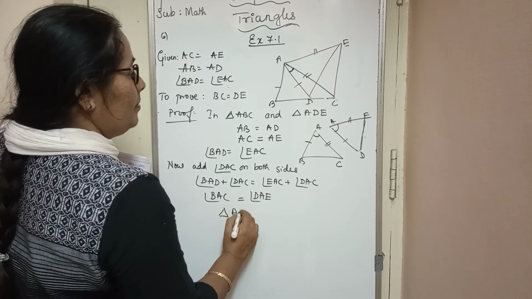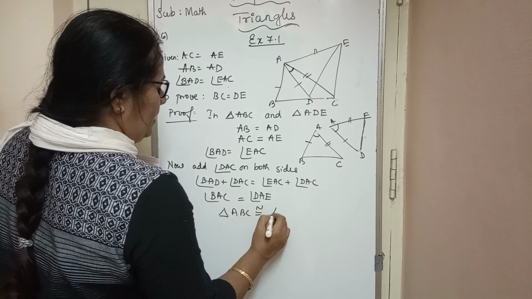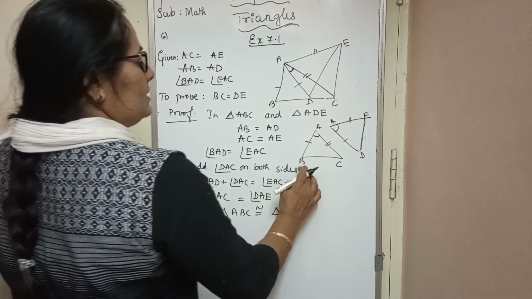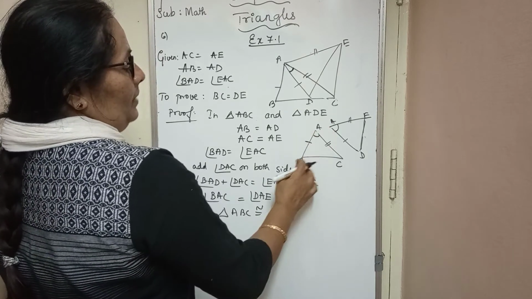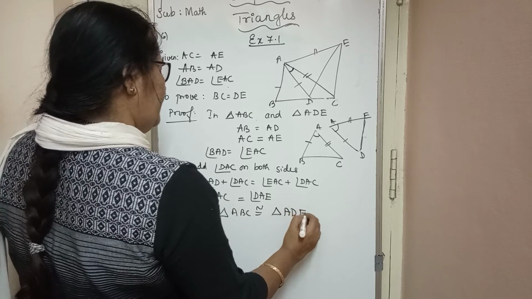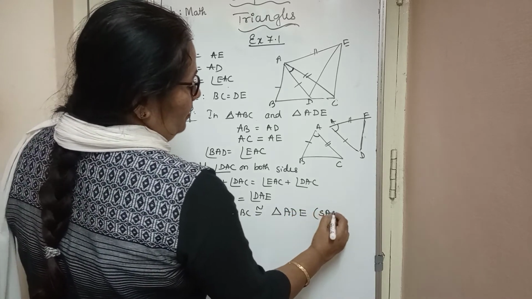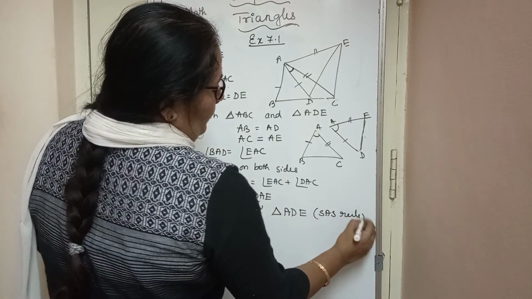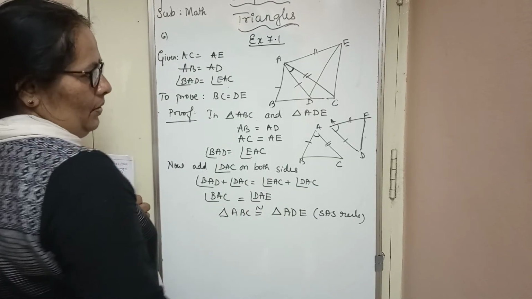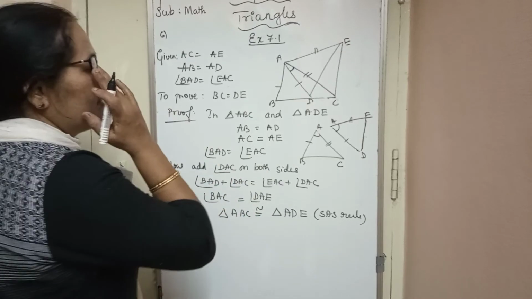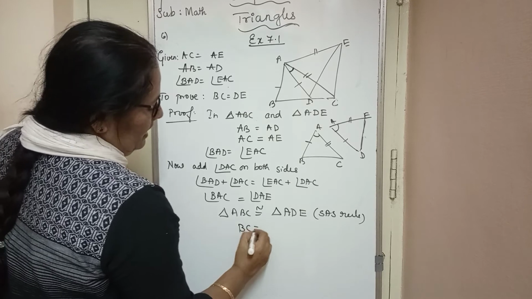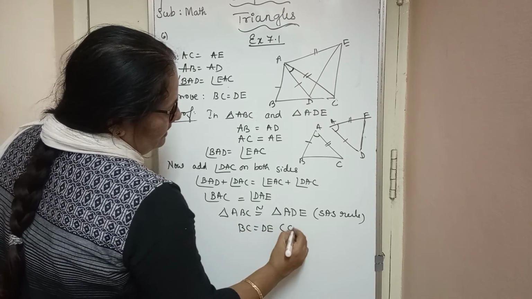Triangle ABC is congruent to triangle ADE by the SAS rule. When these two triangles are congruent, then their corresponding parts are equal. That is, BC is equal to DE. BC equals DE. This is the CPCT.